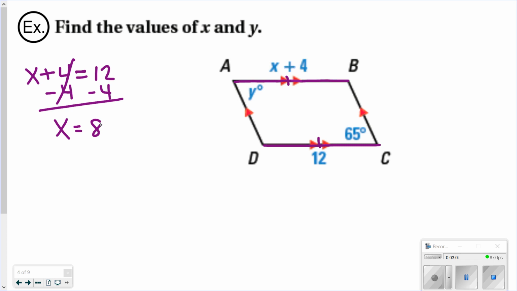Next, let's look at Y. Well, we notice that Y is an angle measure, and it's here. We know in a parallelogram that our opposite angles are congruent, and the opposite angle would be angle C. And if you look at the diagram, it says it's 65 degrees, so there's no math that we have to do here. It's just Y is equal to 65.